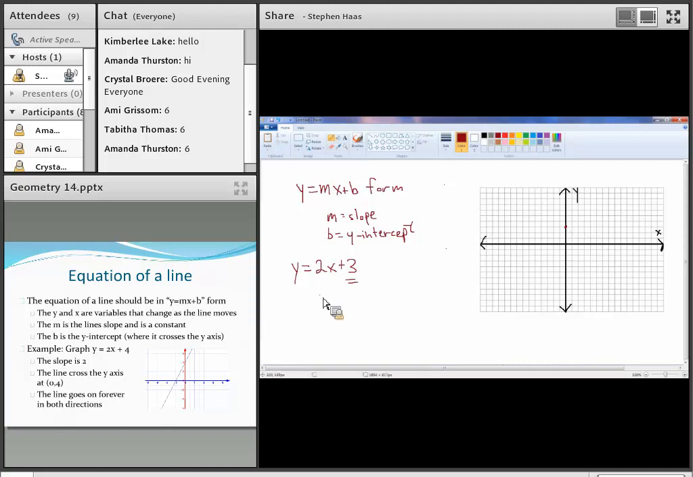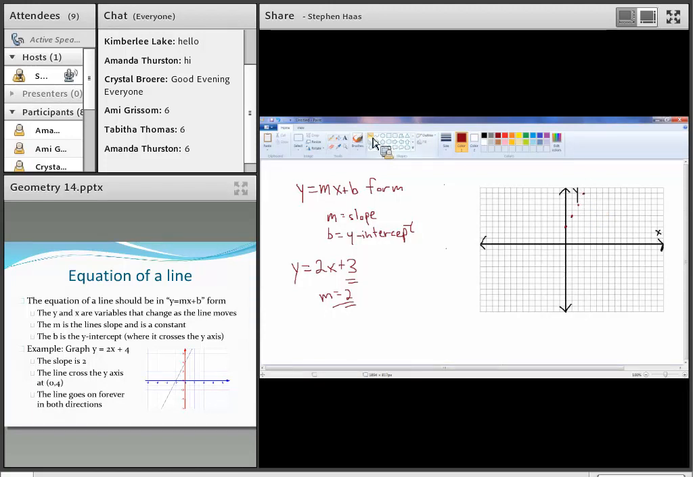Now the slope we know is what? Well, the slope is whatever's next to the x. So the slope is 2. A positive 2 slope means up 2 for every 1 over. So I can go up 2, 1 over, and put the next point over here. Up 2, 1 over, put the next point over here. Up 2, 1 over, put the next point over here.